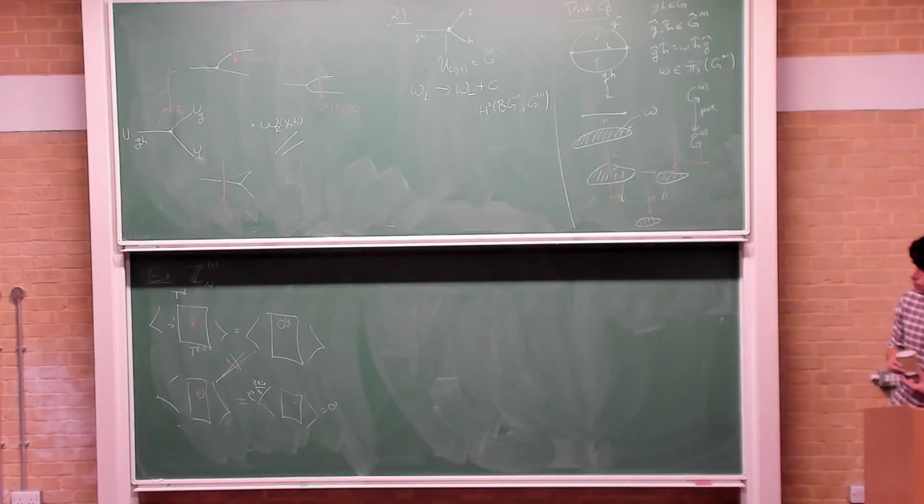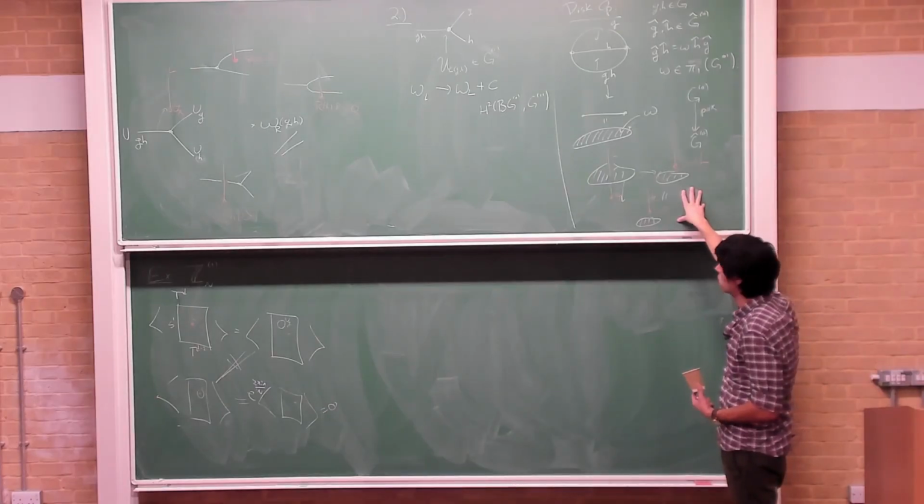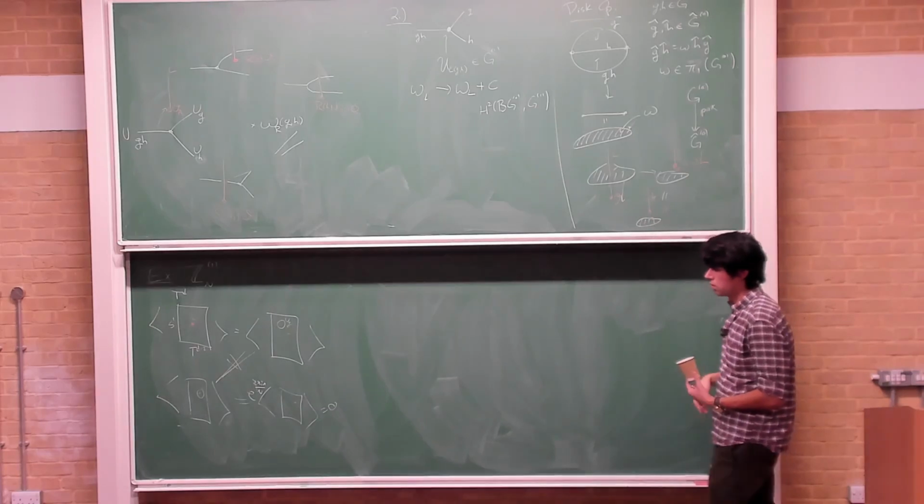Right. But what's important is that you have a disk operator that looks similar, where you have a codimension 2 type operator, but it has some filling in part.